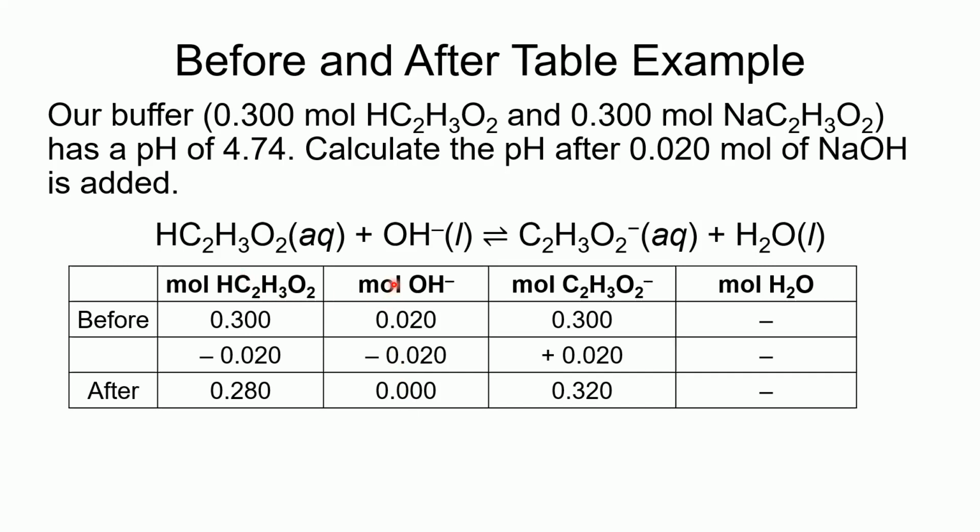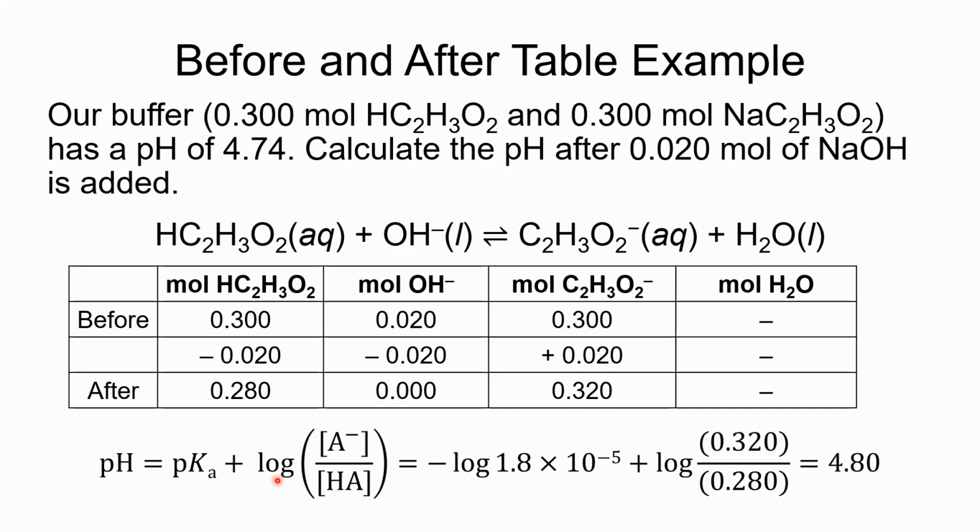However much this decreases, this will increase. So this will also decrease, rather. This will decrease by 0.020 moles, and we will end up with 0.280 moles of acetic acid. Any acetic acid that we use up is going to produce some acetate ion, because we're neutralizing it. So the number of moles of acetate will increase from 0.300 moles up to 0.320 moles. We're going to take those numbers and put them into our Henderson-Hasselbalch equation.